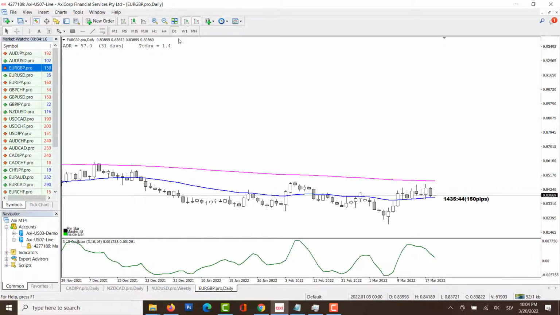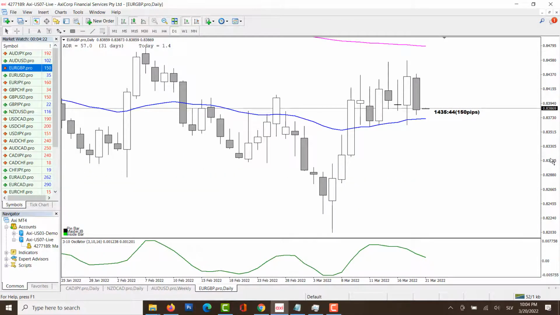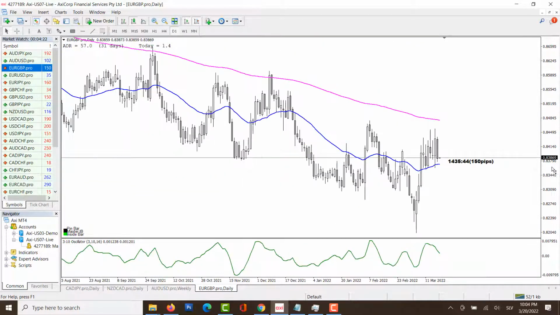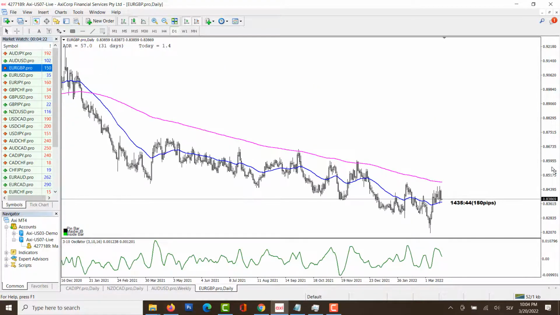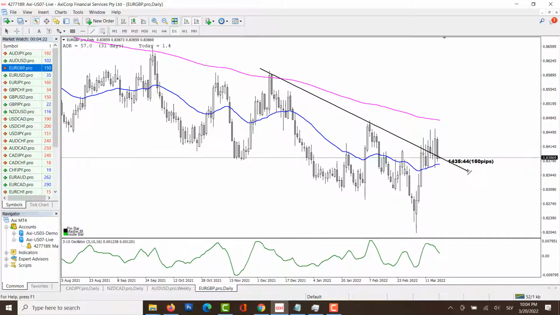Okay, so on a daily time frame, what we can see right here is actually nothing much, to be honest with you. The daily is pretty noisy. We could have a trend line here, but it's not really relevant. It's more of a 200.